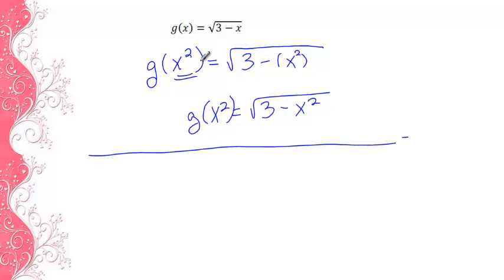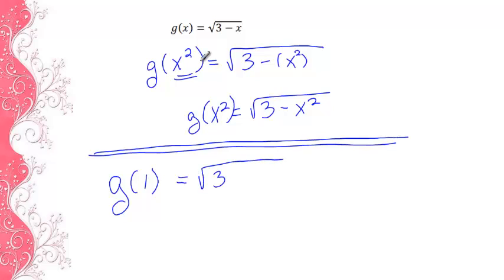Now, let's do a couple more. G of 1. So again, I put a parenthesis, fill the 1 in. That's going to be 3 minus 1, which is a 2. G evaluated at 1, or G of 1, is the square root of 2.